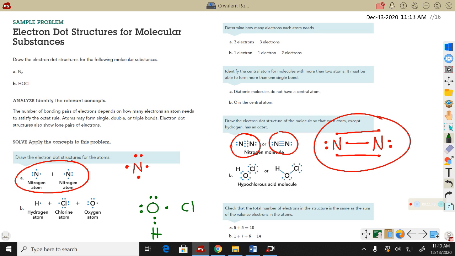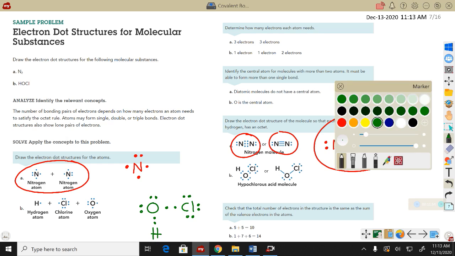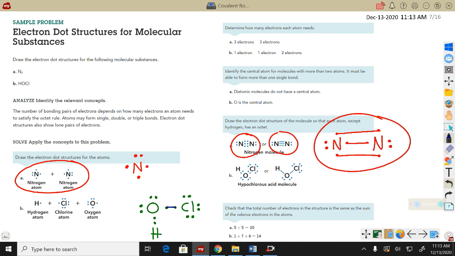So chlorine's got 7 valence electrons. 1, 2, 3, 4, 5, 6, 7. Cool. And then I can link up by all the single dots. So I can link them up once. I can link them up twice. And there you have it, HOCl.